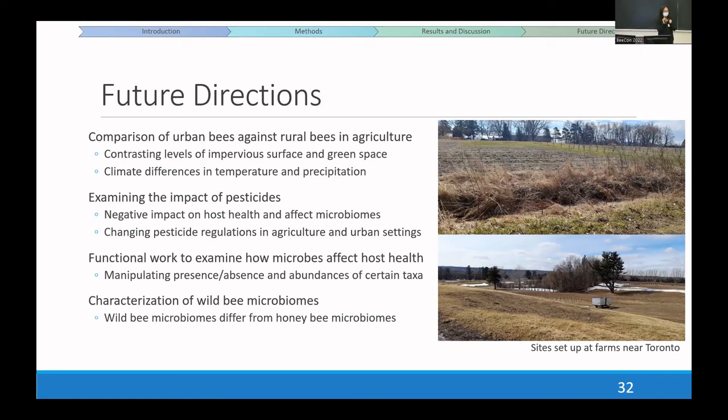So currently in our lab, we're working across many different species and across many different landscapes all over Canada, including species such as Agapostemon and Megachile, Anthidium, Hylaeus, and across the different provinces such as Ontario, Quebec, and Nova Scotia. So a lot of work still needs to be done on characterizing bee microbiomes.